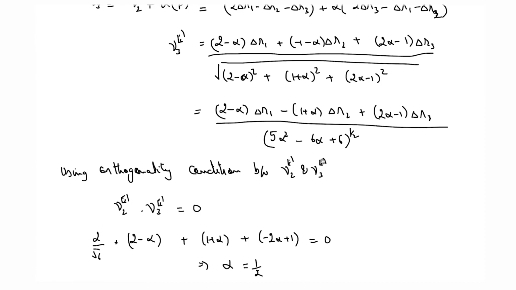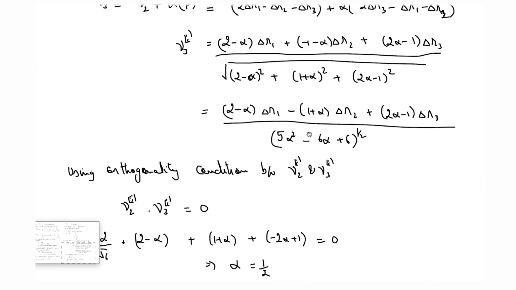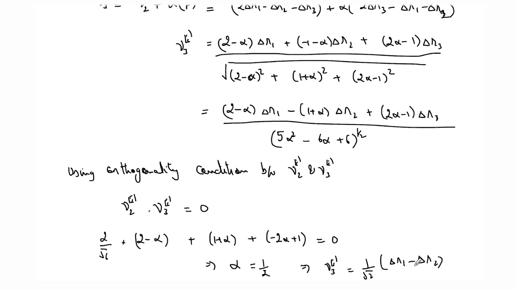So now substituting this value of alpha in here, I will get a normalized nu3 E prime, which is nothing but 1 by root 2 (delta R1 minus delta R2), right? So I'm getting a different form here, but R1, R2, R3 are interchangeable, so it does not really matter whether I'm getting R2 minus R3, R3 minus R2, or R1 minus R3. The point is that one of the bonds is increasing in bond length and another bond is decreasing in bond length, right? So that finishes up visualizing the stretching mode.